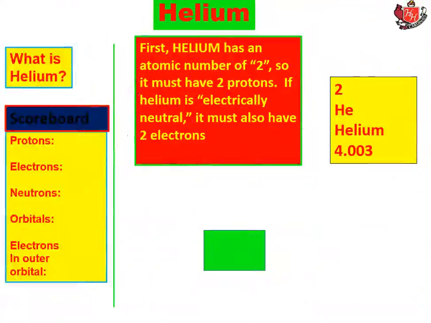Okay, let's go on to the next one. We're going to just move 1 up on the periodic table, so we're going to go to helium. So find helium on your periodic table. So first, helium has an atomic number of 2. So it must have 2 protons. If helium is electrically neutral, it must also have 2 electrons. So right away we can fill in the first two parts of our scoreboard there. Okay? And now we can also put the protons inside of the nucleus. So there they are, those 2 plus charges. All right. And we're going to take the electrons for right now and just put them off to the side.